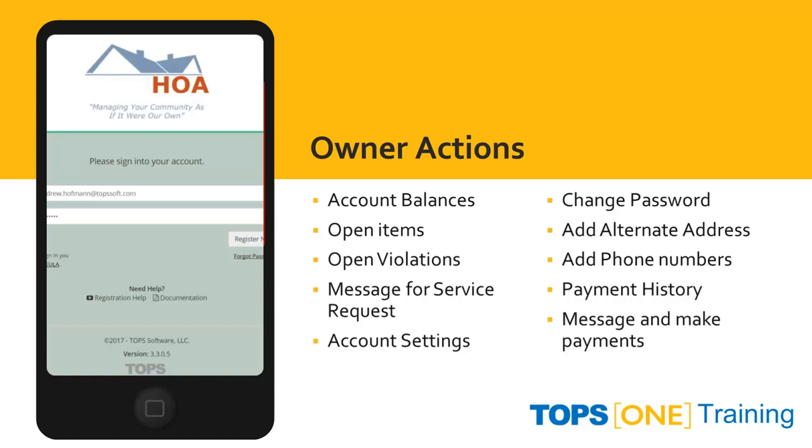If you've enabled this, they can change their password, for example, under account settings. They can add alternate addresses, alternate phone numbers. They can see their entirety of their payment history broken down by month and year. And they're able to message you and make payments as well if you allow these actions.